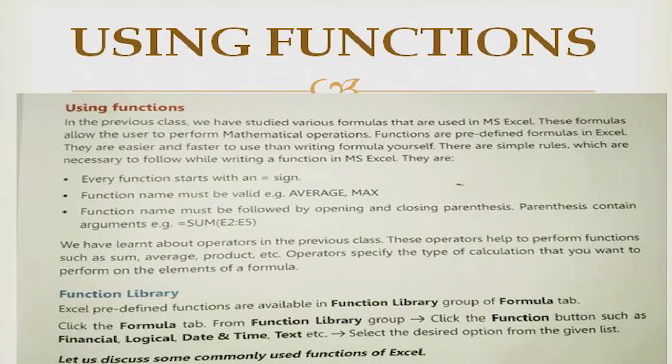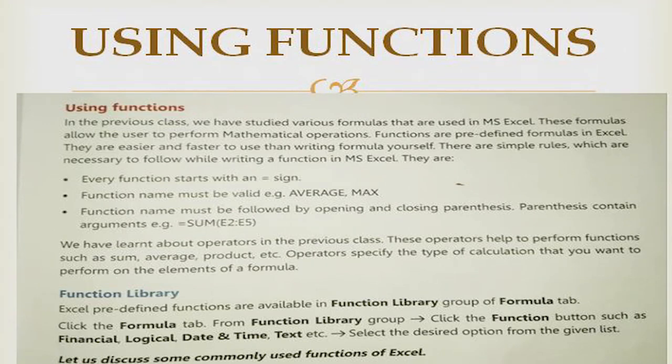We have learned about the operators in the previous class. These operators help to perform functions such as sum, average, product, etc. Operators specify the type of calculation you want to perform on the elements of a formula. Function library: Excel predefined functions are available in the function library, a group of the formula tab. Click the formula tab, functions library group. Click the function button such as financial, logical, date and time, etc. Logical and date are separate. Select the desired option from the given list.